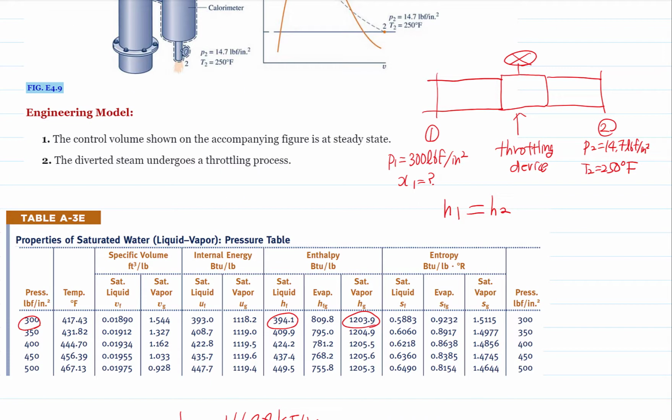So in this problem, the throttling device caused the pressure to drop from 300 psi to 14.7 psi. It dropped by a factor of about 20. And the temperature dropped from 417.4 degrees Fahrenheit to 250 degrees Fahrenheit. It's about 167 degrees Fahrenheit.